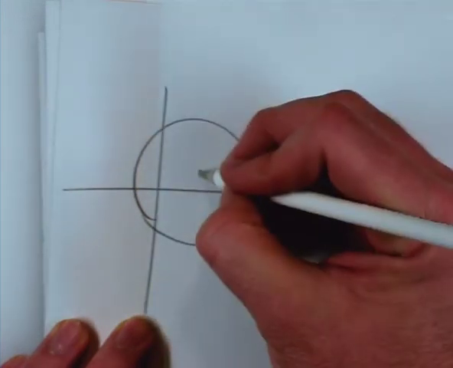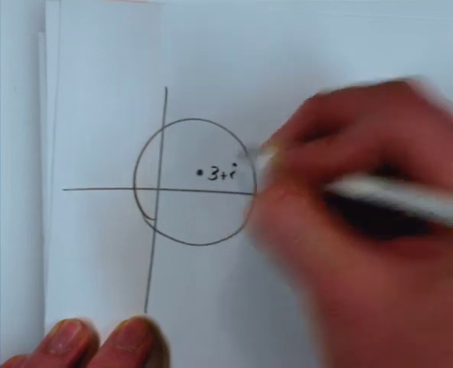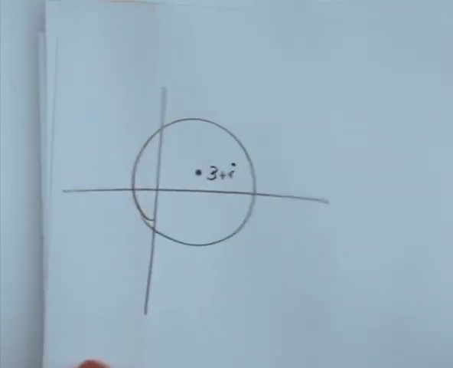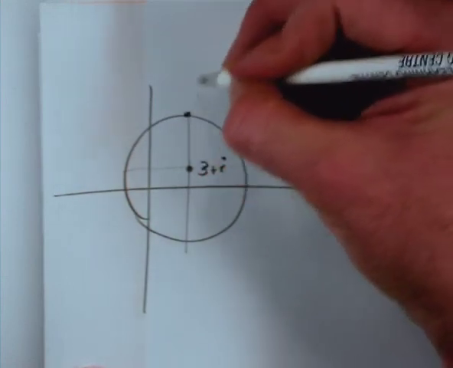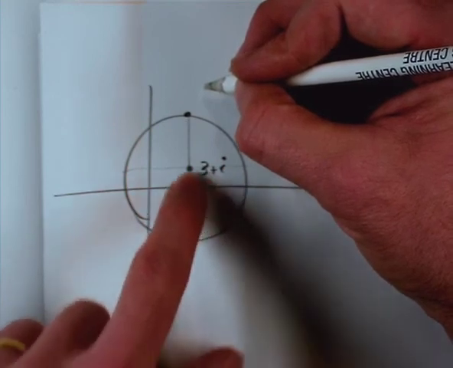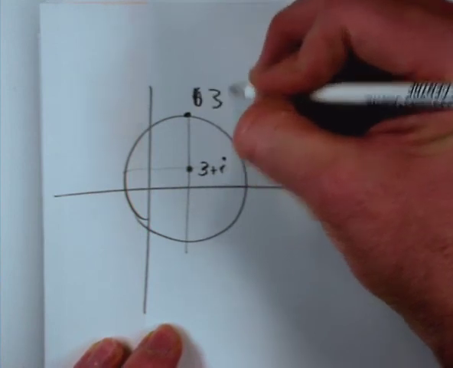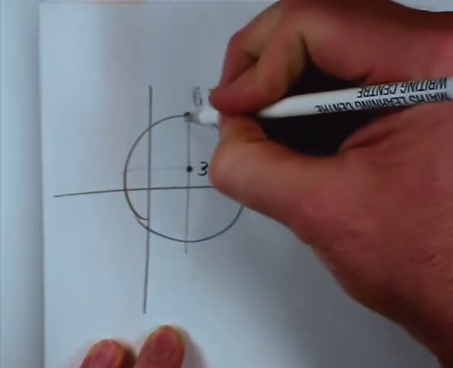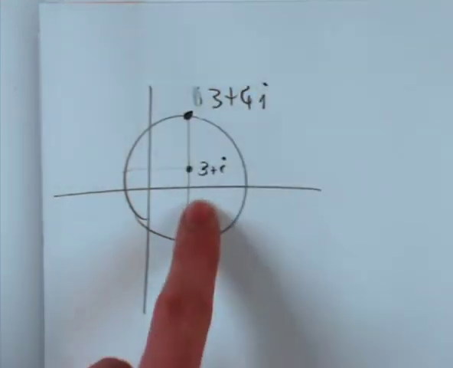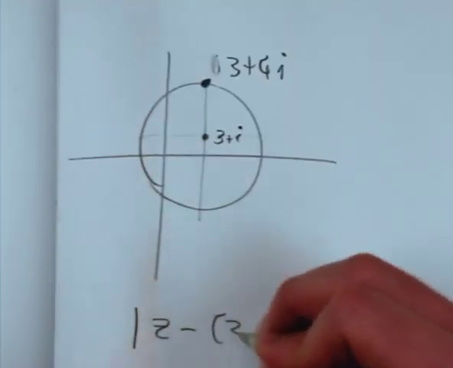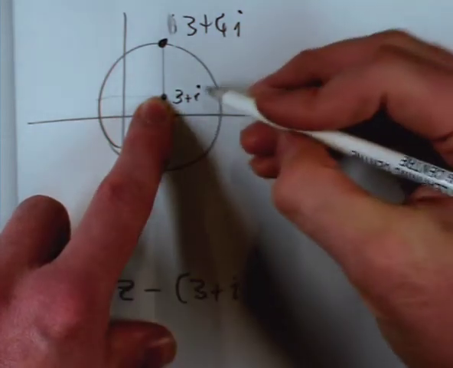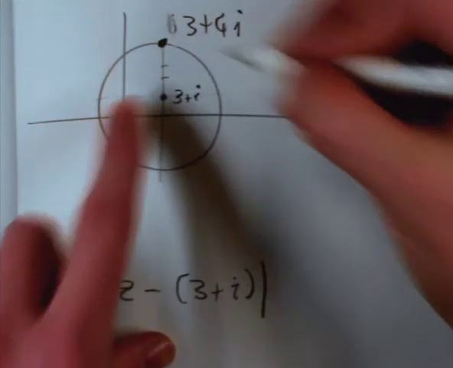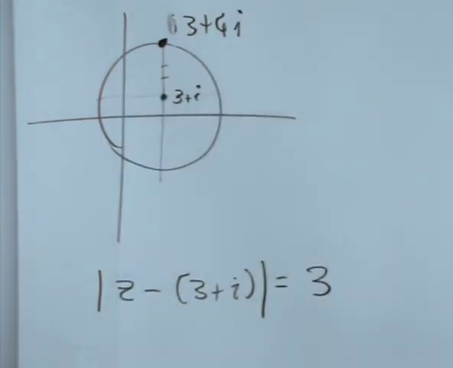So one final example. All right, so suppose that's the point 3 plus i. And let's just suppose this is the point 3 plus 4i, just there. Well, that circle has centre 3 plus i, so I know it's z minus (3 plus i), the length of z minus (3 plus i), and the distance between here and here is 3, because it's from 1i to 4i, so I've gone 3 steps up. So that distance is 3. That's the formula for that circle in terms of complex numbers.